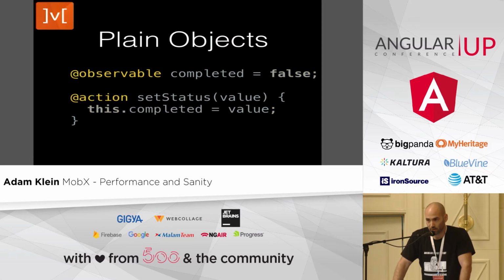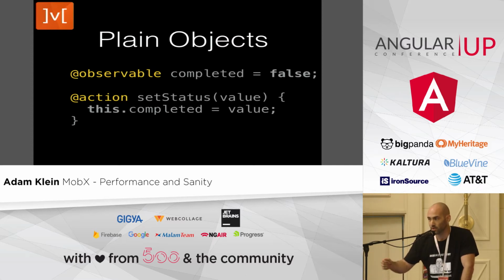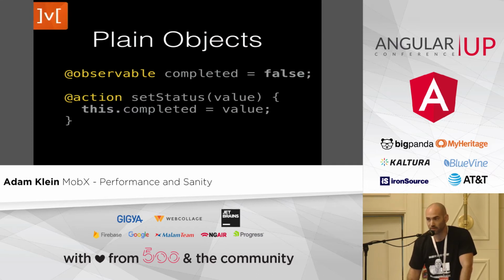MobX gives us decorators. So the most important decorator is the observable decorator. We put it on a property, and then MobX will know every time we access the property. So every time we get a value or set a value on this property, MobX will know about it, and it allows us to react to changes to every property, basically. It's like Object.observe that doesn't exist.